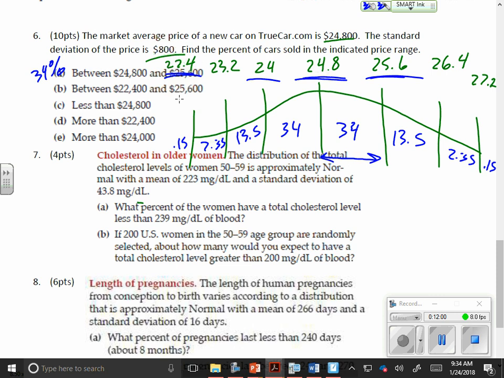We want between 22.4 and 25.6. 22.4 is right here. 25.6 is right there. So I'm going to add those four numbers together. What do I get?